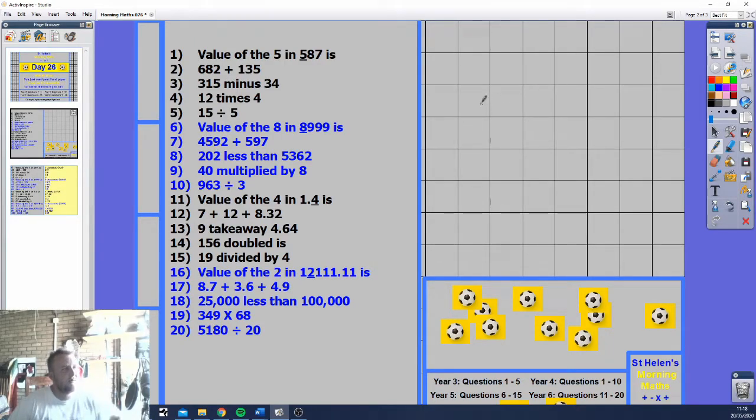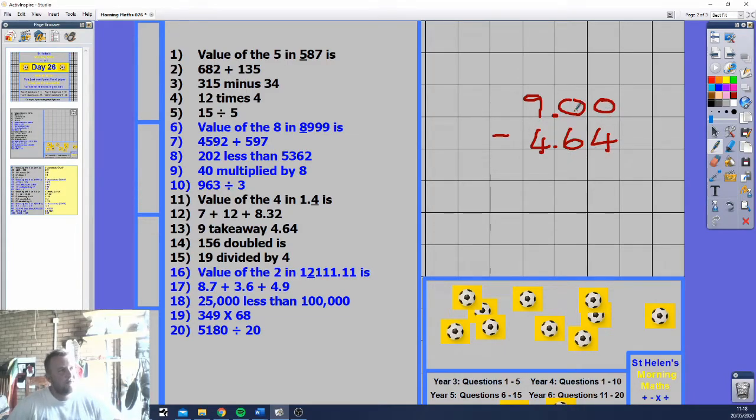Right, 9 take away 4.64. 4.64 has 2 decimal places, so you've got to give 2 decimal places to 9. That's the most important bit. 4.64. There you go. 9 take away 4.64. Again, I've got zeros in the spaces where I need to have zeros. So I'm ready to move on.